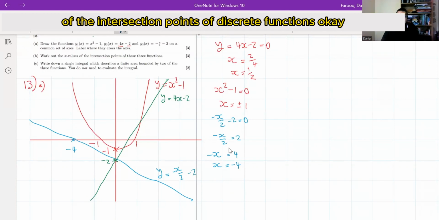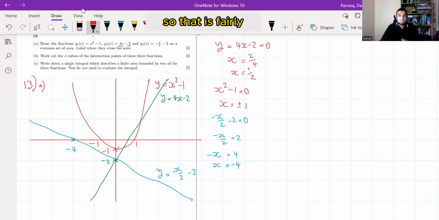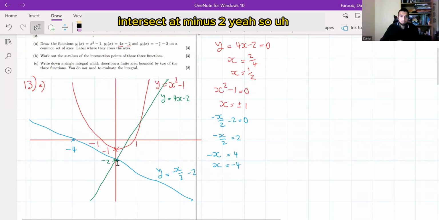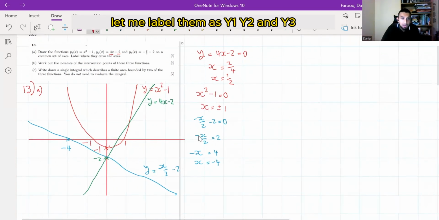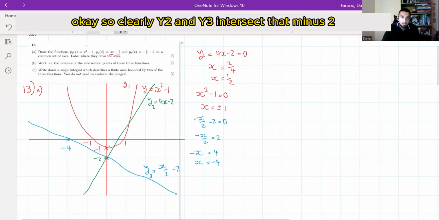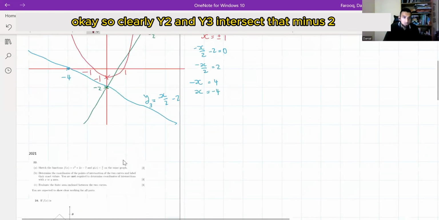Work out the x values of the intersection points of these three functions. Okay, so that is fairly involved. The first one is quite easy. These two intersect at minus 2. Yeah, so let me label them as y1, y2, and y3. So this one is y1, this one is y2, this one is y3. Okay, so clearly y2 and y3 intersect at minus 2.